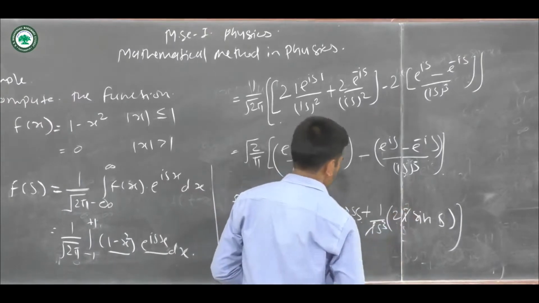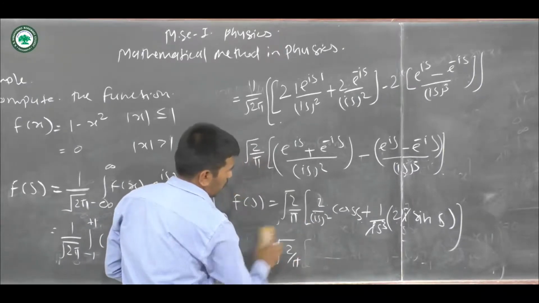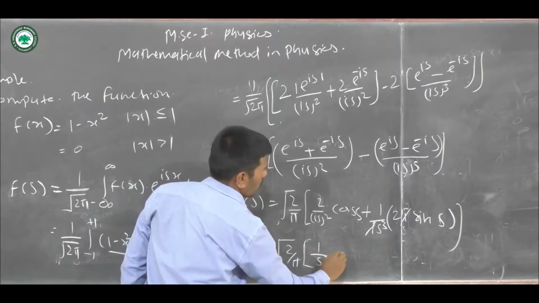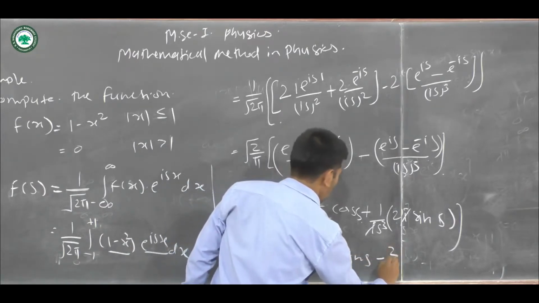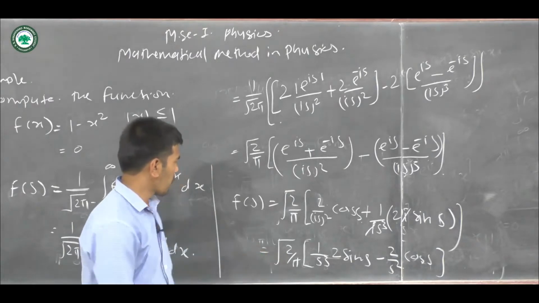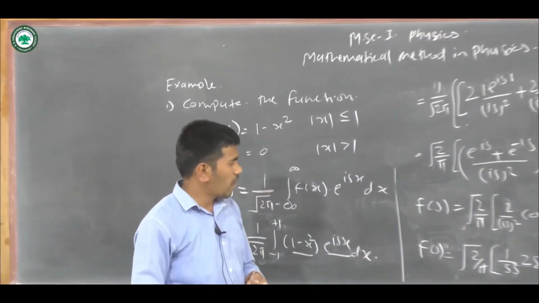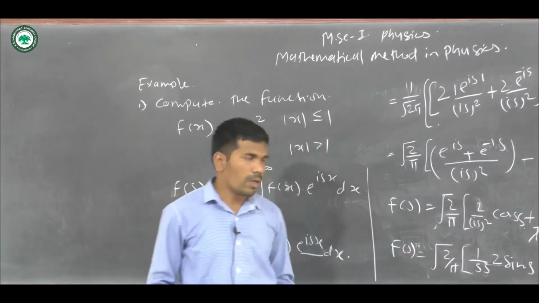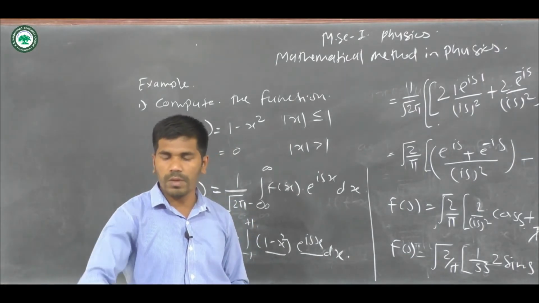So this i we can cancel out, and finally the expression is under root 2 over pi into 2, and for the i square we write the minus sign, so it is 1 over s cube 2 sin s, and minus 2 over s square cos s. So this is the expression for the Fourier transform of the function 1 minus x square. We can also modify it by taking out this 2 as common and multiplying with under root 2, so we get another expression for the Fourier transform. Let's stop here and discuss in the next lecture.